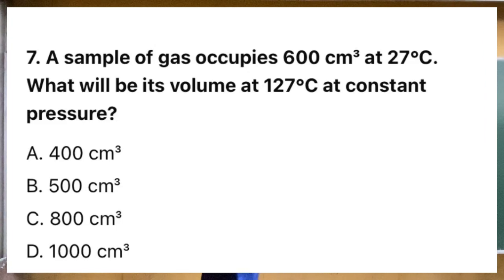Question 7 says, a sample of gas occupies 600 cm3 at 27 degrees Celsius. What will be its volume at 127 degrees Celsius at constant pressure? Option A, we have 400 cm3. Option B, 500 cm3. Option C, 800 cm3. And option D, 1000 cm3. Solution. From the question, we are given the initial volume of what?